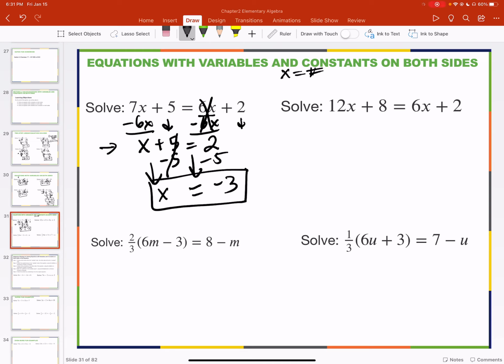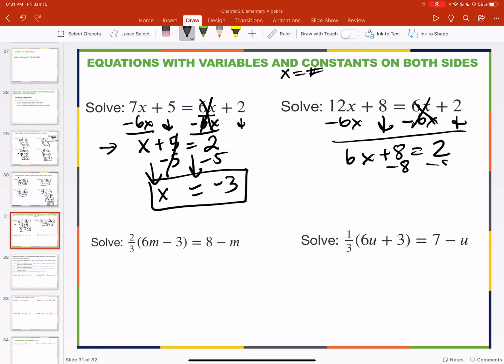Now let's try this one. I'm going to subtract 6x from both sides, and then I'm going to bring this down here. I get 12 minus 6, that's 6x. Bringing down the plus 8 and bringing down the 2. So now I have 6x plus 8 is equal to 2. So subtract 8 from both sides. Why do we do that? It's because we want to isolate the x, right? So that's going to get rid of this. I bring this down. I get 6x is equal to 2 minus 8 is negative 6. And now to solve for x, I'm dividing both sides by 6. I get x is equal to negative 1.